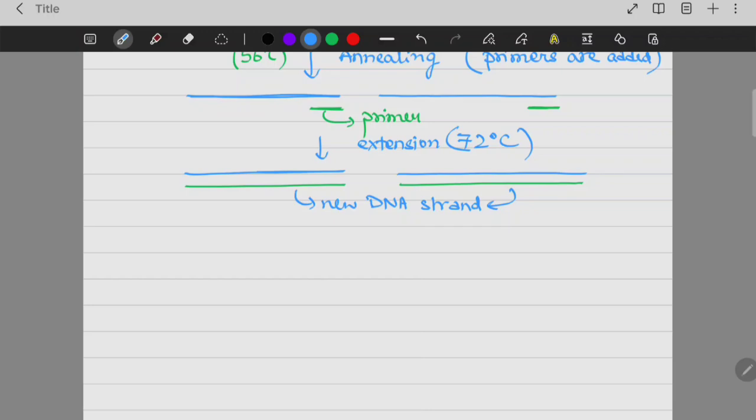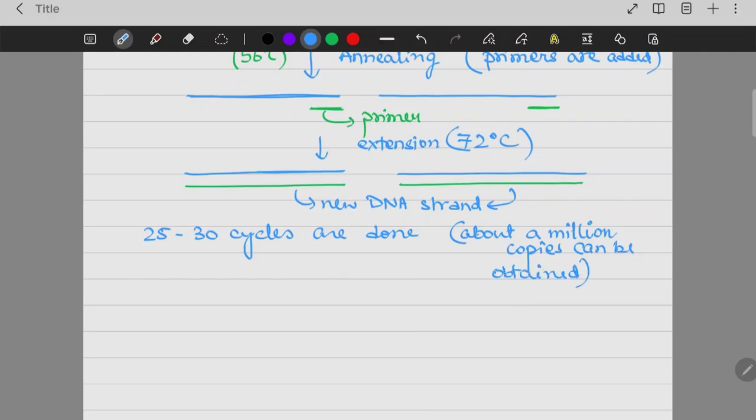So approximately 25 to 30 cycles are done, and about a million copies can be obtained. Why? There is exponential growth of the DNA strands. So exponential growth of DNA replication. So about a million copies can be obtained. So what are the applications of PCR?